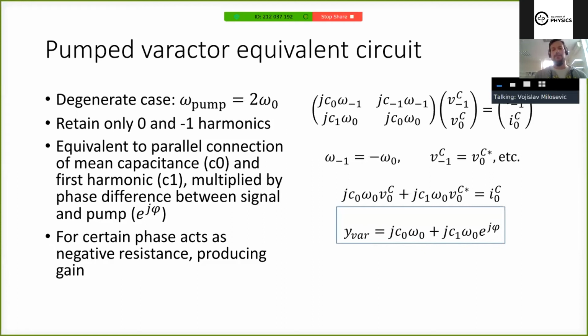So in this degenerate case, when the pump frequency is equal to 2 times the signal frequency, the admittance of the diode is described by this expression on the right. It has the mean capacitance part, which acts as a capacitance, and also the first harmonic, which is multiplied by this phase factor, which is the phase between the signal and the pump. Depending on this phase difference, it can act as capacitance or resistance, and it can be both positive and negative resistance.